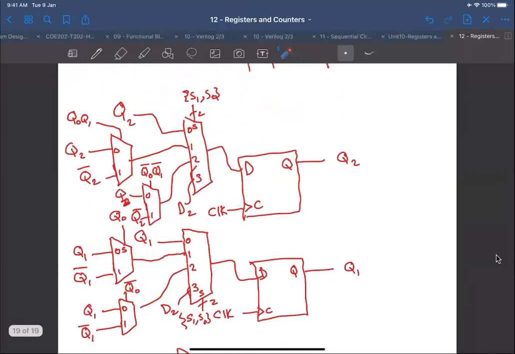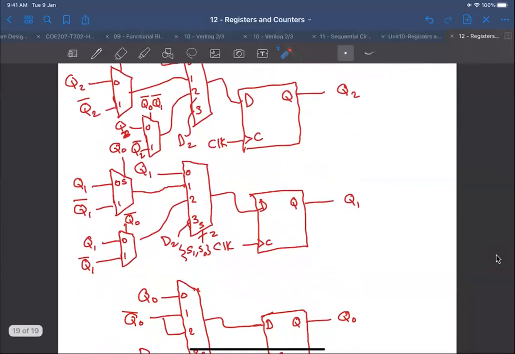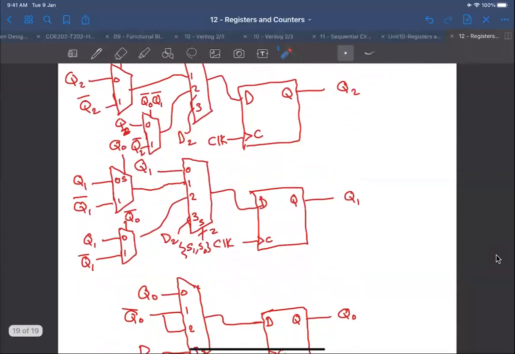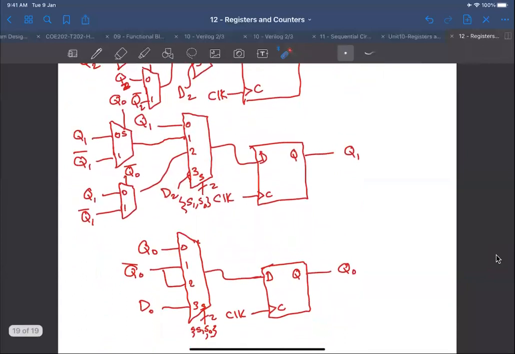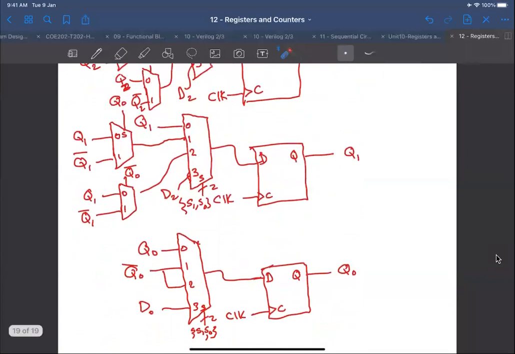And for the third bit, it's the same. We either toggle or don't toggle for both count up and count down. The only difference is in the condition at which we toggle. And for parallel load, we only have external inputs for each line here. Is this clear, guys? Any question?